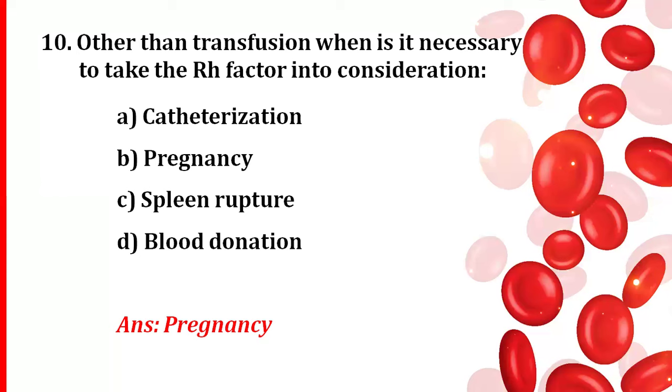But if the mother is RH negative and the baby is expected to be RH positive, then the mother's blood produces anti-D antibodies. What do these anti-D antibodies do? They affect the development of the unborn child. So that's why during pregnancy we should consider the RH factor.